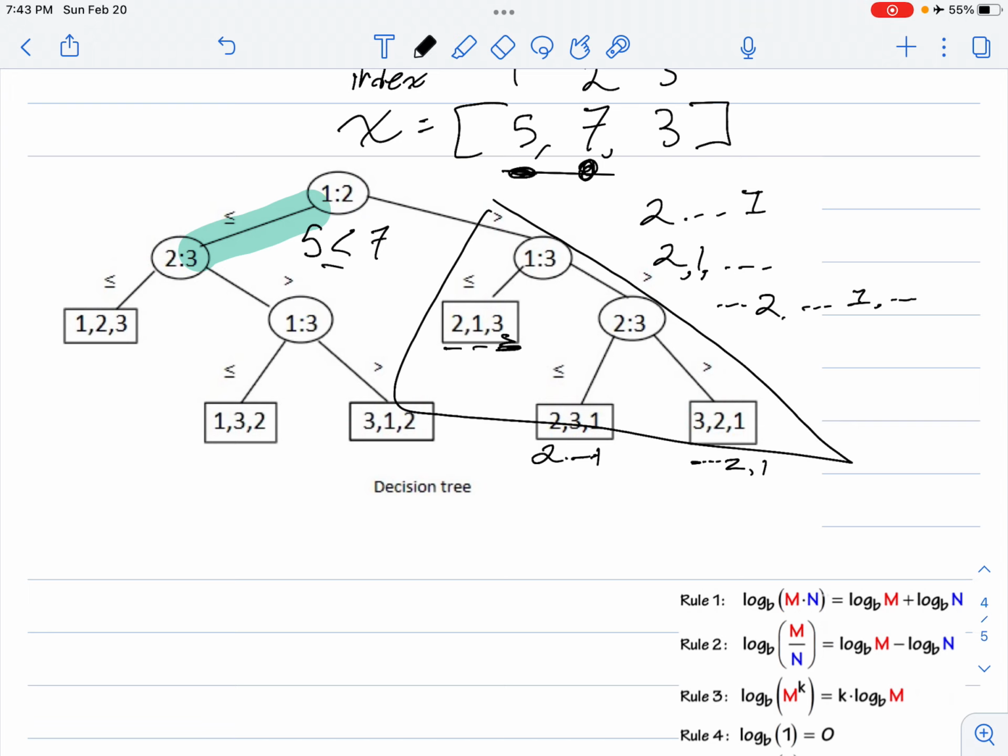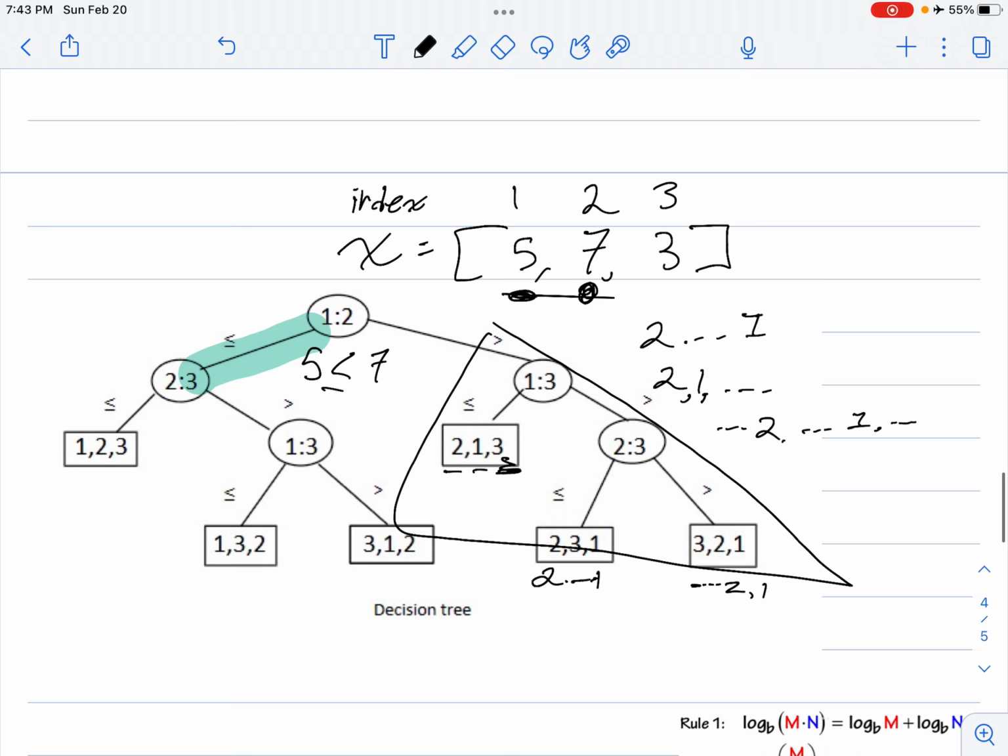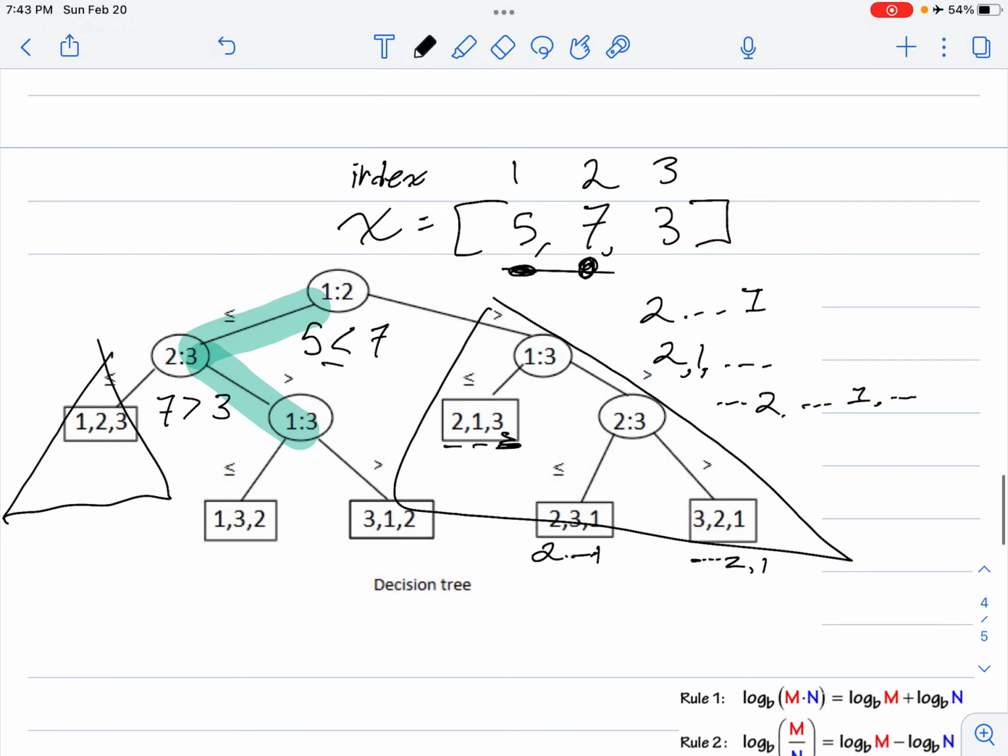What's next? Okay, so we're here. Now we want to compare index 2 and 3, so 7 and 3. Well, 7 is bigger, so we'll come down this route. Notice again, now we've cut out that whole subtree. Same issue, anytime this cuts out any permutations where 2 comes before 3.